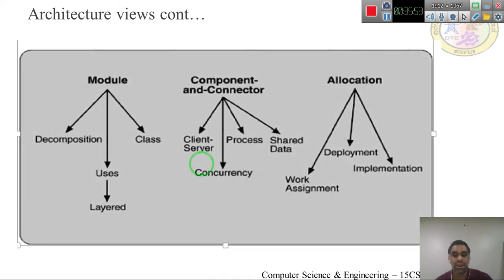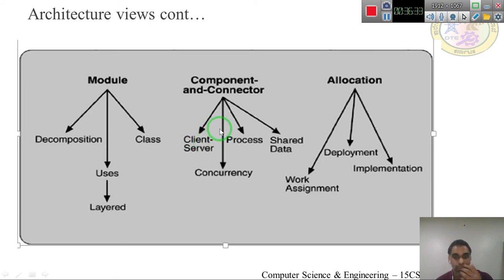Then okay, so let me consolidate all three views. What did you understand in the module view? The module view basically deals with the decomposition of a system, right? Then it makes use of a layered approach. Then it also provides you the class, right? Whereas the component and connector view basically deals with the interaction. So a component could be client server, fine. When there is a client server, then there would be peer-to-peer communication, fine. Request, reply, response kind of thing.